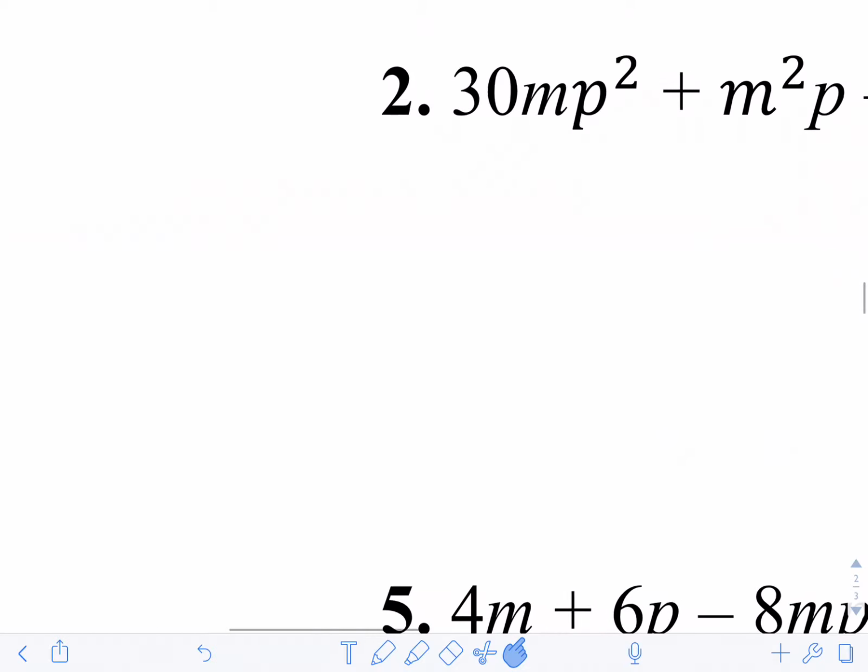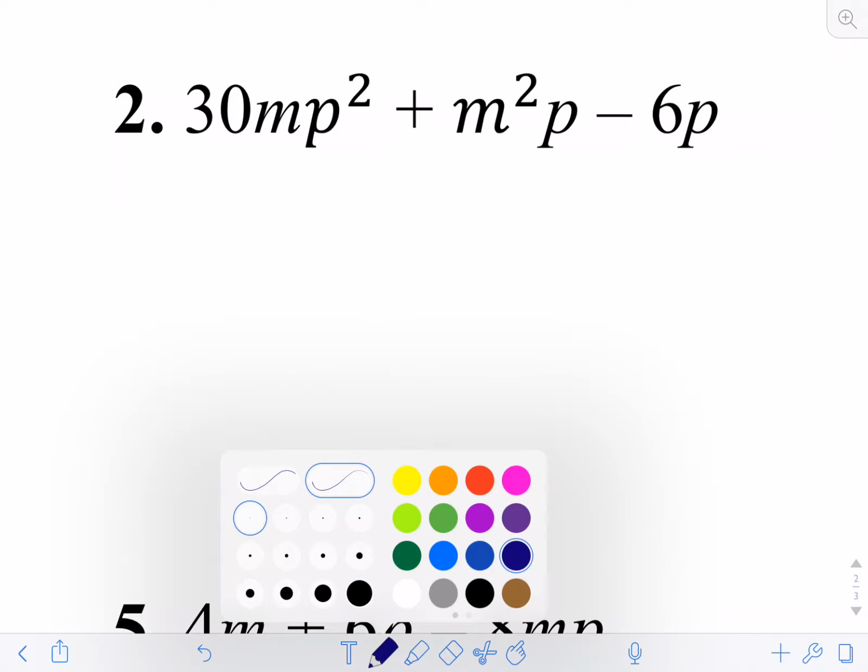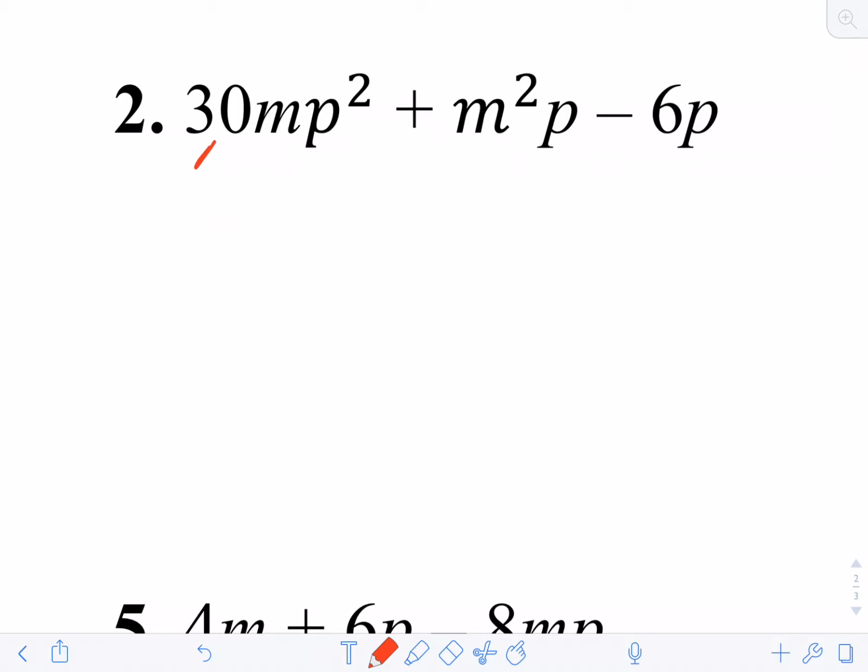Okay, so let's go on to number 2. Number 2, we have 3 of them. So first I'm going to go ahead and start with 30. So I'm going to do 10 and 3, and then I'm going to do 2 and 5. Okay, I have 1 m. P squared means I have 2 p's. Right, here in the middle I have 2 m's and 1 p. And then here at the end I have 6, which I can break down into 2 and 3, and I have a p.